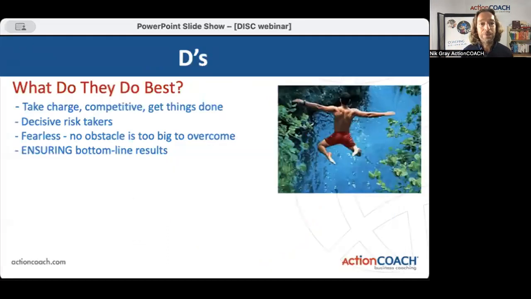So how do D's go swimming? They jump straight in, you can see that there. So what do they do best? They take charge, they're competitive, they get things done. They're decisive risk takers, they're fearless, no obstacle is too big to overcome, and they want to get to the bottom line. 17% of the population are D's, and they're very much the leaders, if you like. They're often leaders.